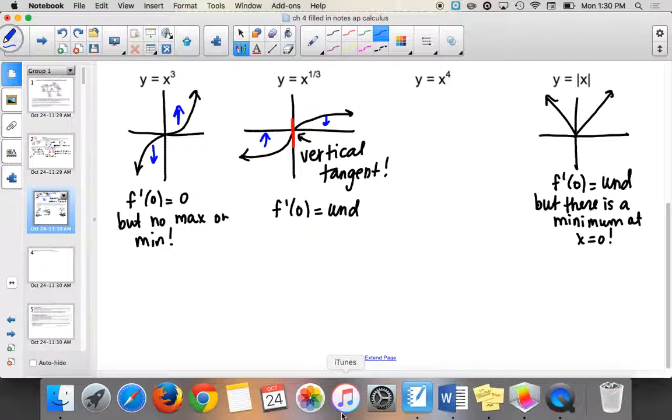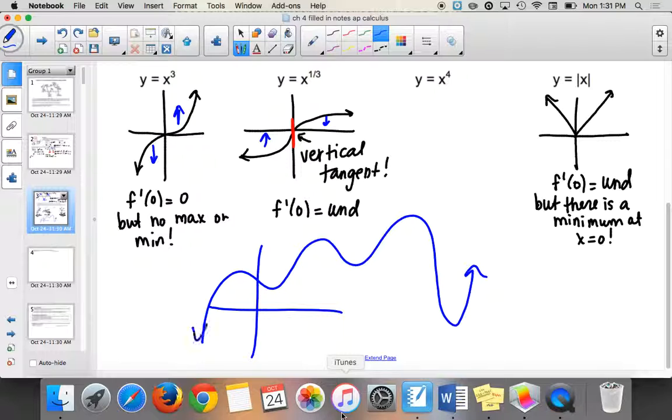Absolute value of x is neither. So if I had something like this, down, up, down, up, down, up. Do you guys see concave up, concave down? And there's something called inflection points between them. So where it changes in concavity, I'm kind of guesstimating where these are, like that. Those are called points of inflection. And usually for a point of inflection, the second derivative, so we're going to take the derivative twice, will be equal to 0.